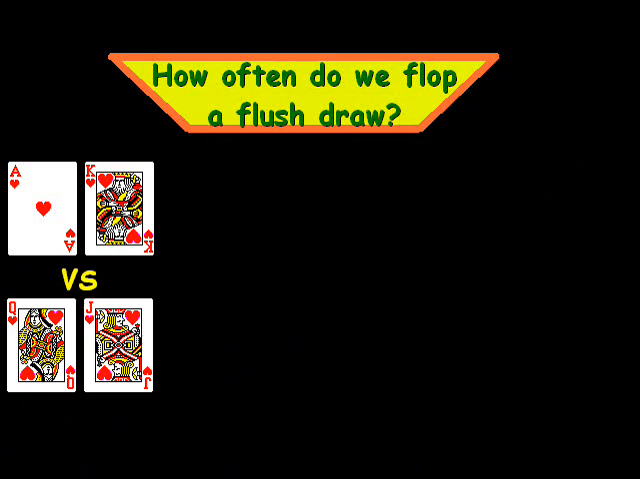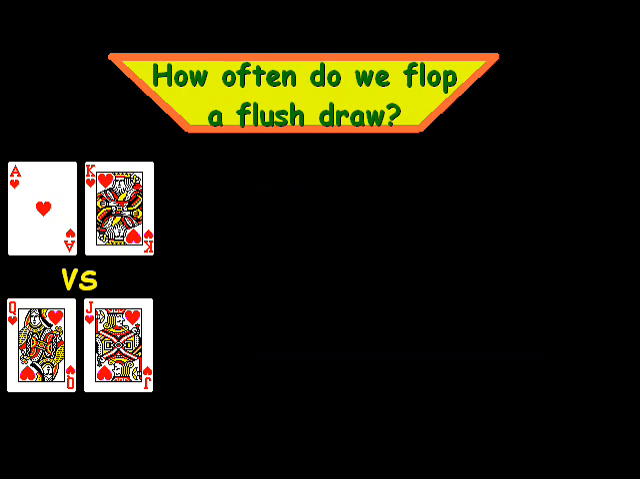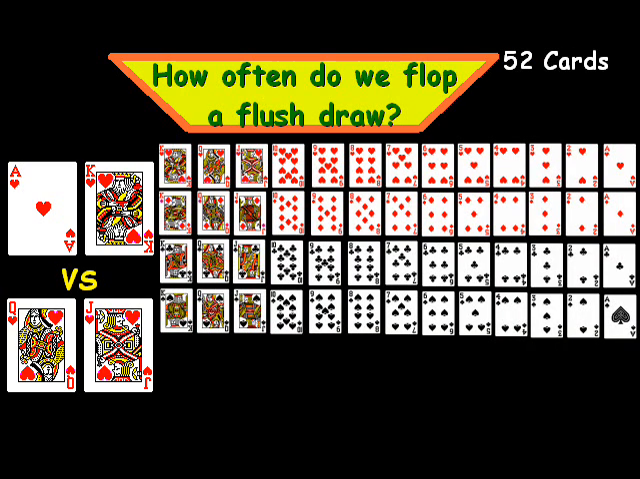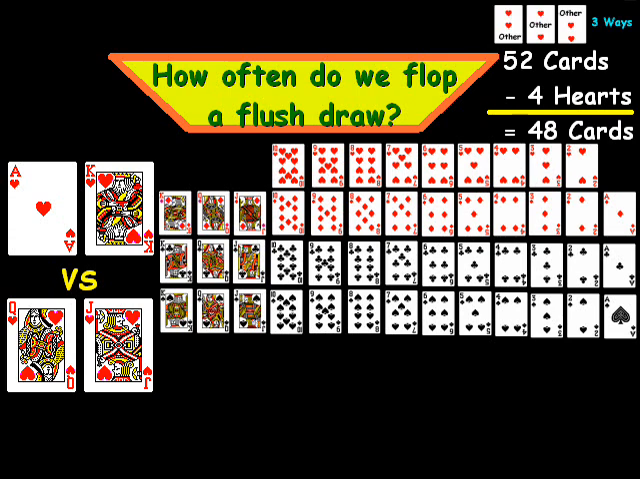Now for the second part of this video, let's take a look at how often we're going to flop a flush draw against an opponent with a lower flush draw. So let's start out with our 52 card deck here, and we need to subtract 4 hearts. We take out 4 hearts there, and that leaves us with 48 cards left. So again, there are 3 different ways we can flop a flush draw. Let's start out with the first way here, the heart, heart, blank. There's 9 hearts total right there, out of 48 cards, so that's 1 fraction we'll multiply.